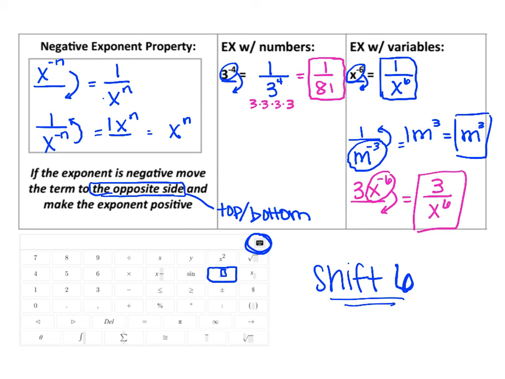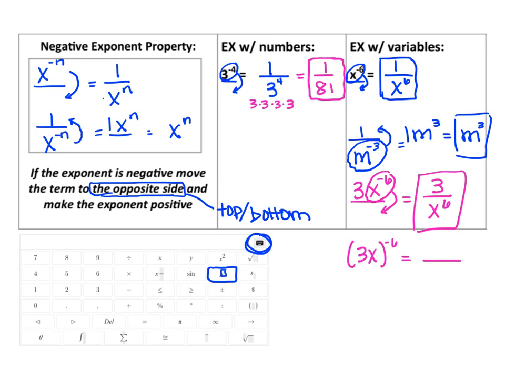If there would have been parentheses instead, and it looked like (3x) to the negative 6th, then I would have moved the whole thing to the bottom to make it positive, because the whole thing would have the negative 6th power. So negative exponents flip our fractions over. It moves to the opposite part, either the top or the bottom. So go ahead and try a few of those, please.